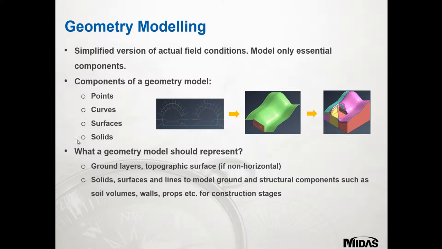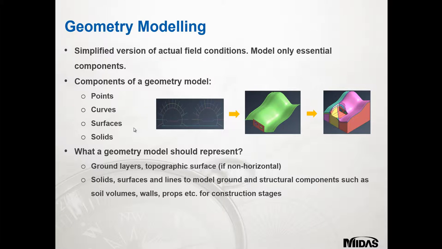So just going on, what a geometry model should represent is the ground layers and the topography surface if it's non-horizontal. As you can see from the image here, you can have any complex geometry, with different strata and different cuts coming out of the actual ground layers. You can model anything, from solids, surfaces and lines, to model the ground and structural components such as solid volumes, walls, props etc. for other construction stages. This means within GTS NX we can model pretty much anything effectively.